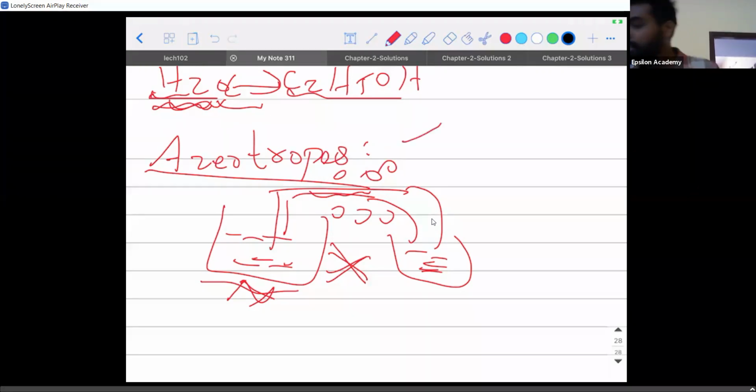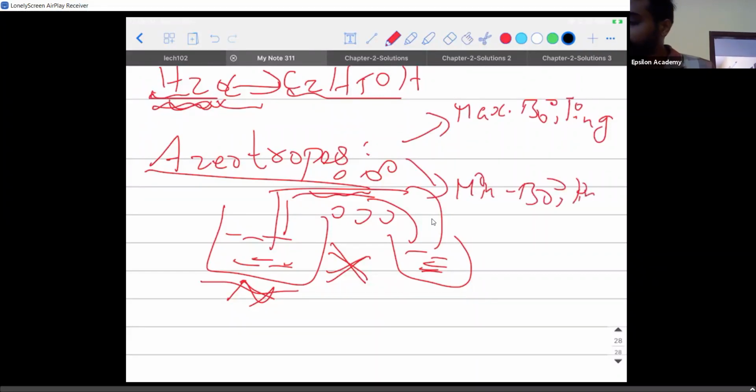Now these azeotropes again can be of two types. We'll finish with this. What I have is what is called maximum boiling azeotropes, and the other thing what I have is minimum boiling azeotropes. Maximum boiling azeotropes and minimum boiling azeotropes. So we'll see what is maximum boiling, what is minimum boiling next class.